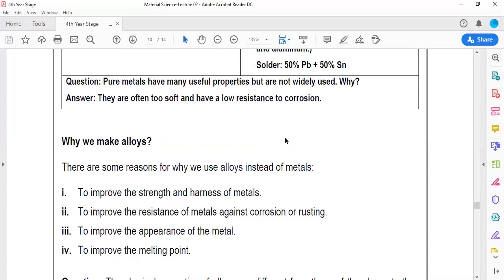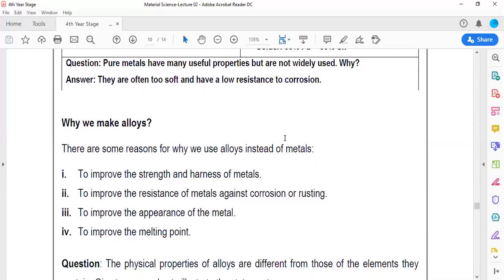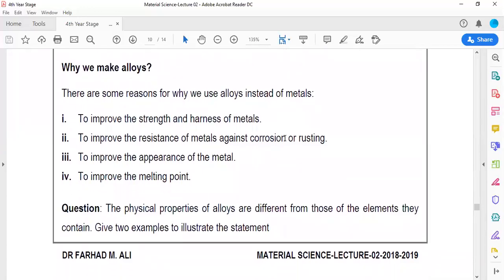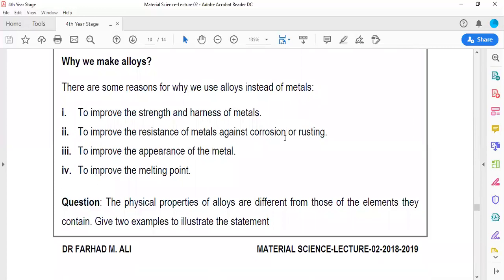Again, we're saying why we make alloys. There are some reasons for why we use alloys instead of metals. We put just 4 reasons. It doesn't mean that's all of them, there could be some more, but I believe these are the most important ones to improve the strength and hardness of metals.